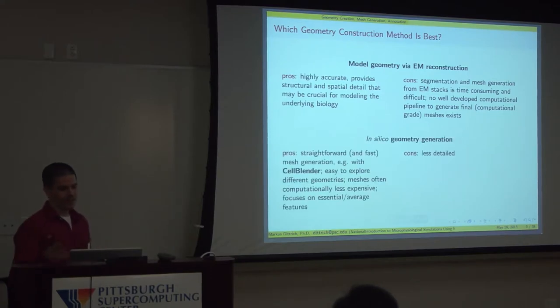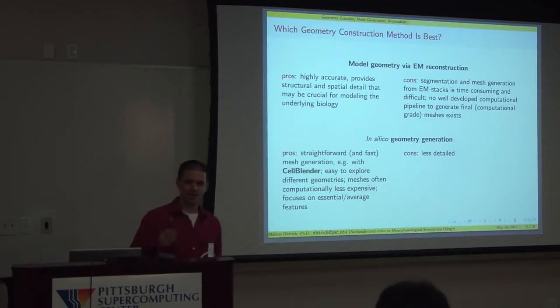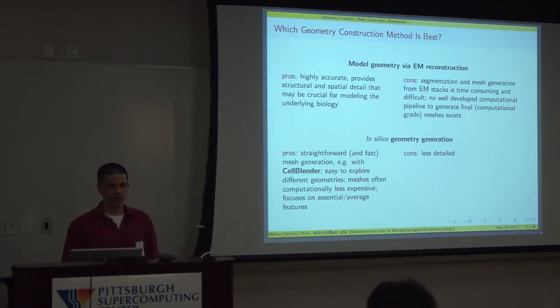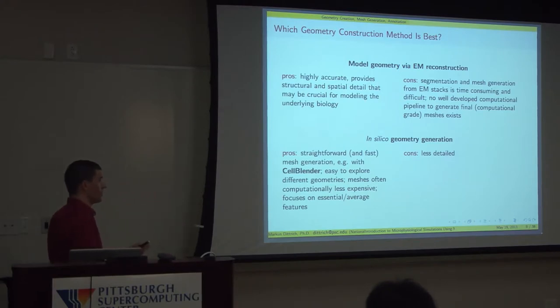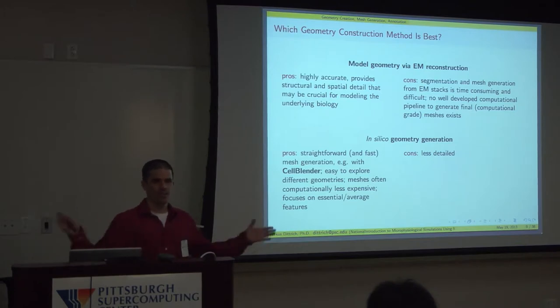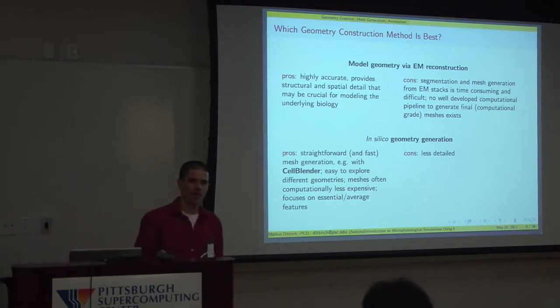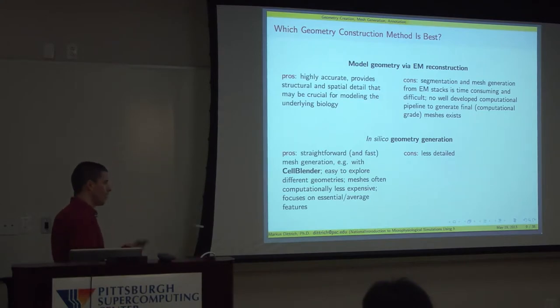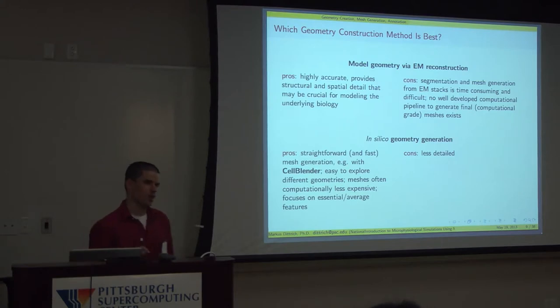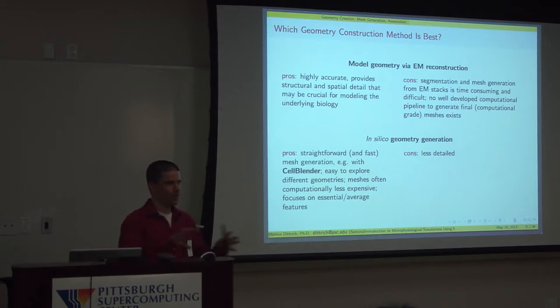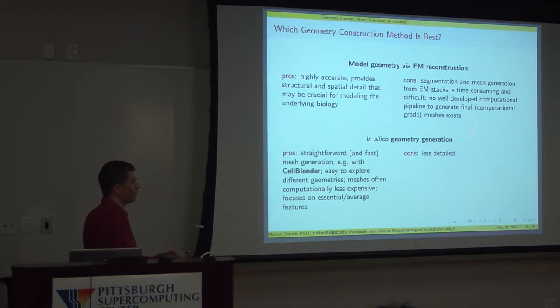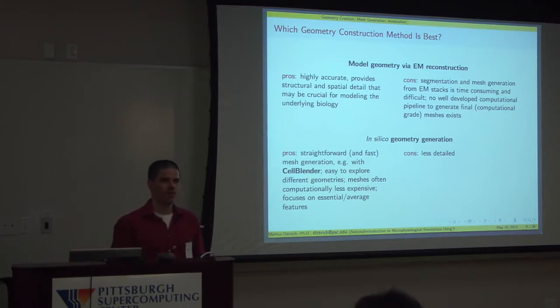And the in silico generation using CellBlender, the one we saw with the frog neuromuscular junction, is straightforward. It's fairly quick. Of course, you need some experimental constraints, the dimensions, whatever is part of your system. But if you have that, you can do it within a day or a couple of hours, depending on the complexity. One of the advantages also is that you have a lot of flexibility to play with your geometry. So if your interest is how does my system change if I make this larger or move these things further apart, it's very easy to do in CellBlender. It's much more difficult to do this with a reconstructed mesh. The con, of course, is that it's less detailed.